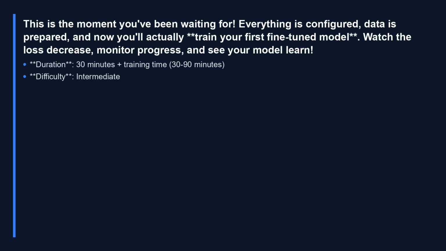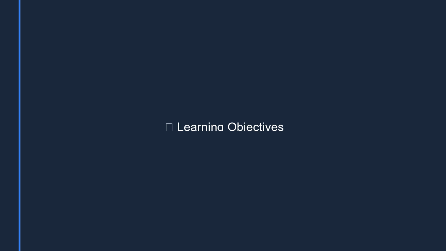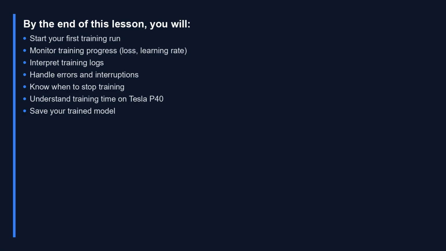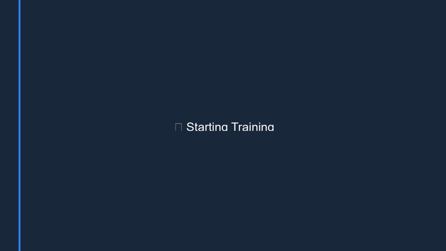Duration: 45 minutes. Difficulty: intermediate. Learning objectives. By the end of this lesson, you will understand key training hyperparameters, choose optimal learning rates, configure batch sizes for Tesla P40, set up gradient accumulation, configure warm-up and learning rate scheduling, enable memory-efficient training on Windows, set up logging and checkpointing.